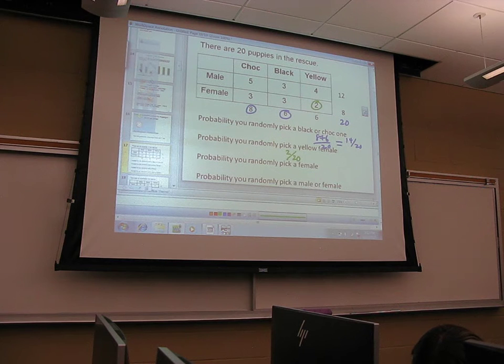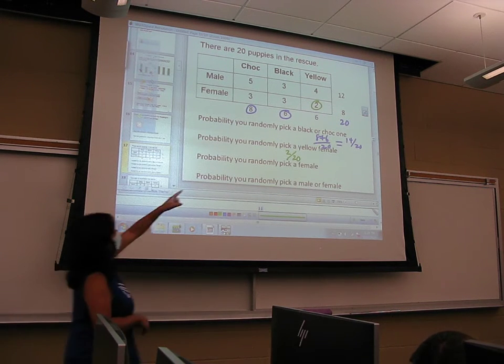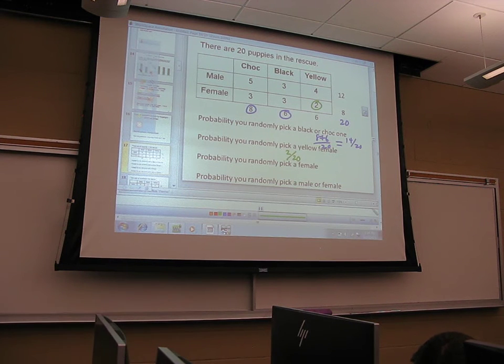What's the probability I randomly pick a female puppy? I grab a puppy and it's female. How many females are there? 8. 8 out of how many puppies? 20. 8 out of 20. What's the probability I randomly pick a male or a female? Yep, 20. There's 12 males, there's 8 females, so 20 out of 20. 100%. Okay, good. You guys, with your neighbors, finish the rest of the sheet.